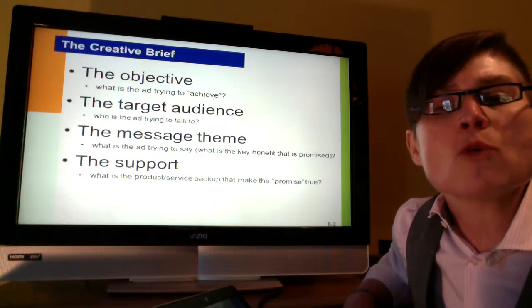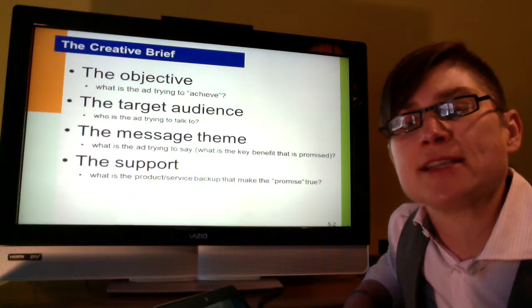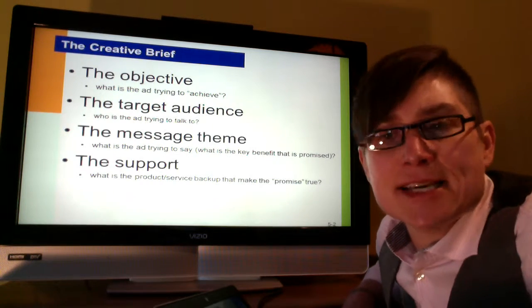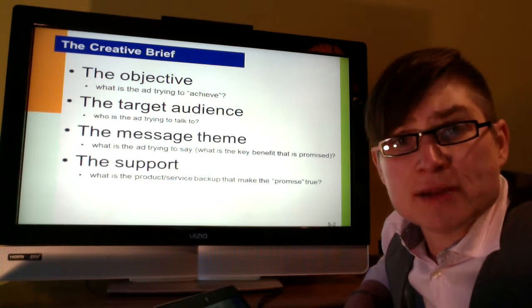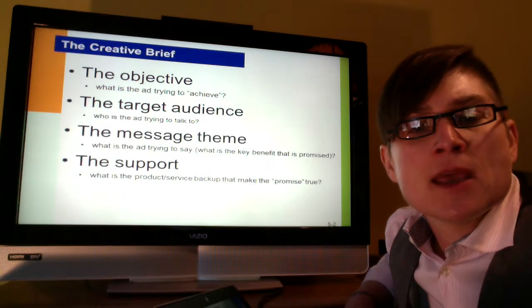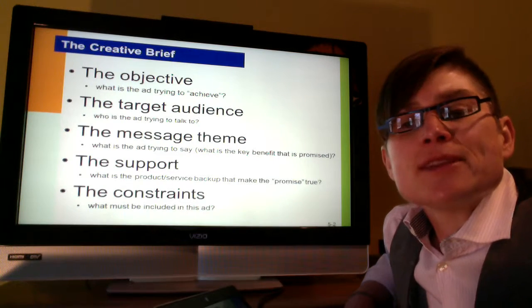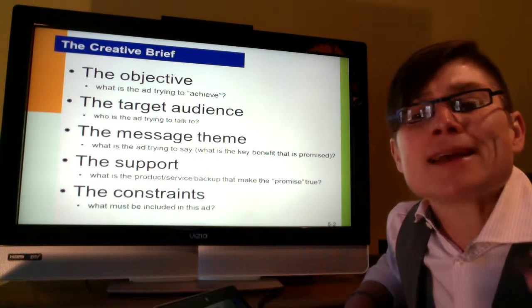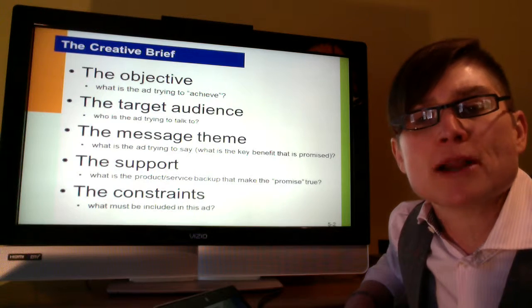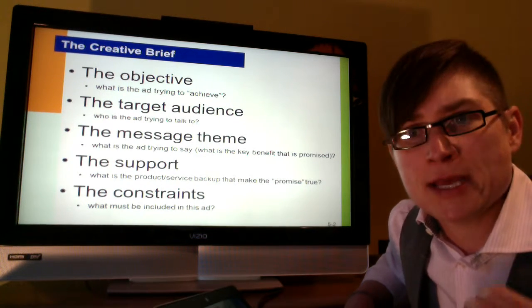The key theme is always followed by the support. There has to be some sort of supporting evidence that gives us an idea of why that message theme is true or why we can make the promise that we're making. And then finally, we have a section called the constraints. And now, this is really just mandatories. And I think that that's maybe even a better term for us to use here. Mandatory things that we must include in our ad.